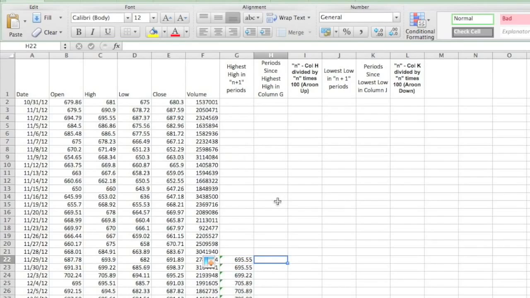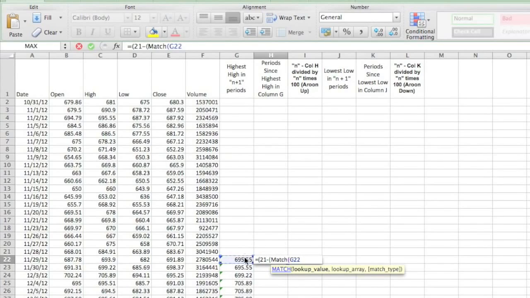The very next column is the period since highest high, from column G. This number tells us how many days have gone by since we actually hit that highest high. It's n plus 1, so in this case 21, minus a MATCH function. Match this value here, then a comma, highlight where it is to be found, a comma, and then zero. Close the parentheses.